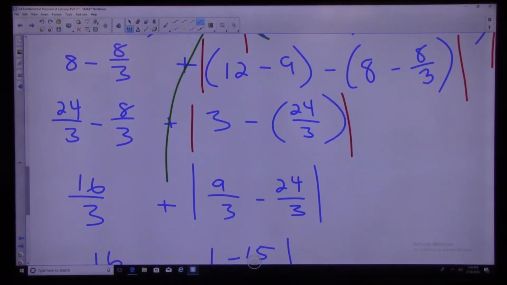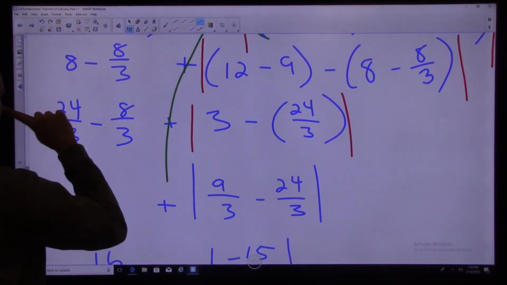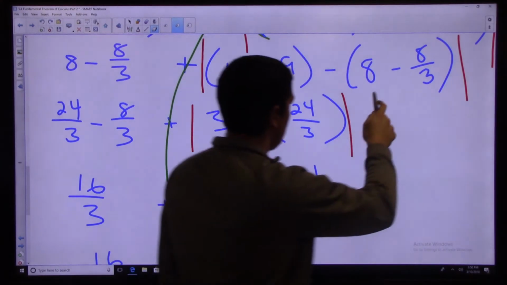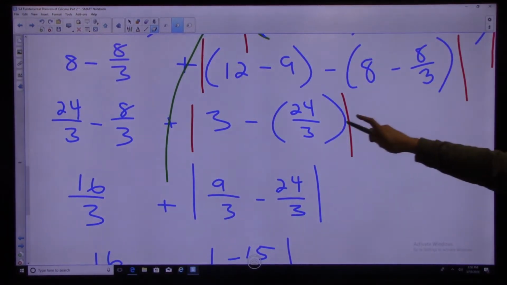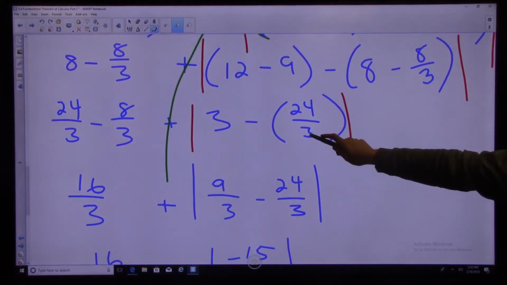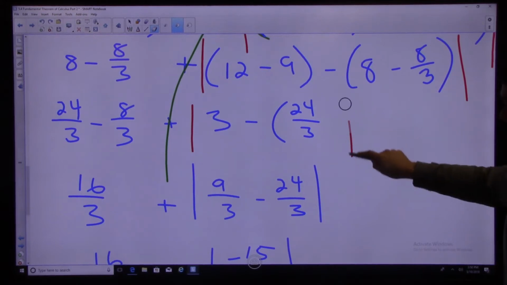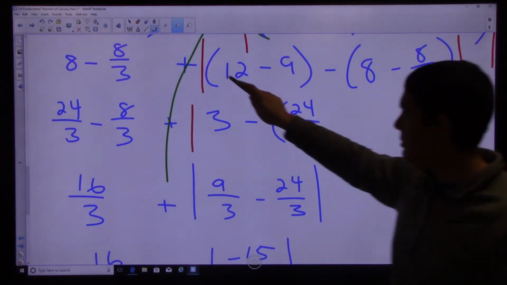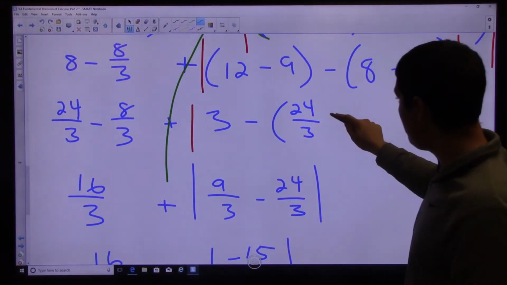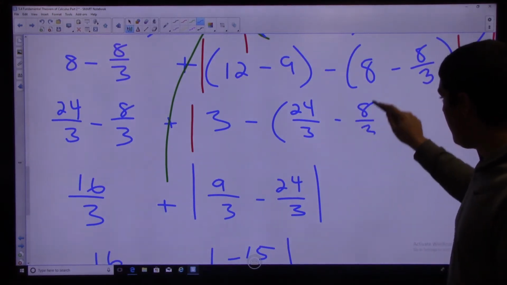I'm back. Stupid mistake, I found it. Here it is, right here. I said 8 minus 8 thirds. I converted 8 to 24 thirds, but I didn't keep my negative 8 thirds, I just left it. So, yeah, that's a big mistake.